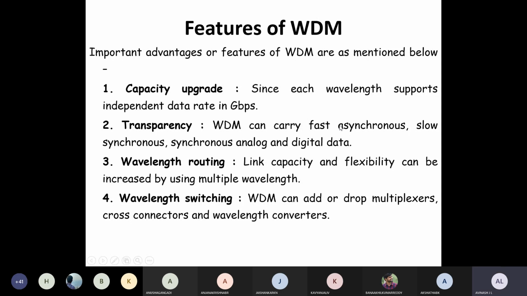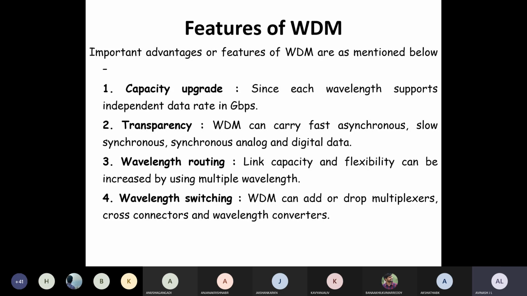So, capacity upgrade, since each wavelength supports an independent data rate in Gbps. Transparency: WDM can carry fast asynchronous, slow synchronous and synchronous analog and digital data. Wavelength routing: link capacity and flexibility can be increased by using multiple wavelengths. The last one is wavelength switching, where WDM can add or drop multiplexers, cross connectors, and wavelength converters.